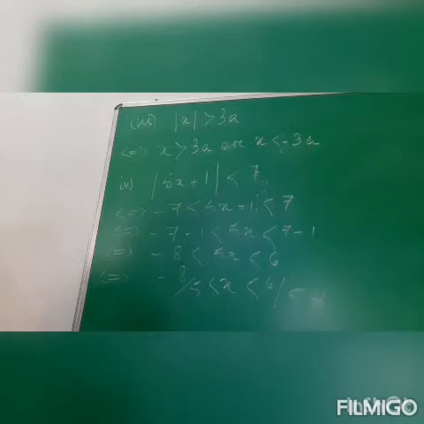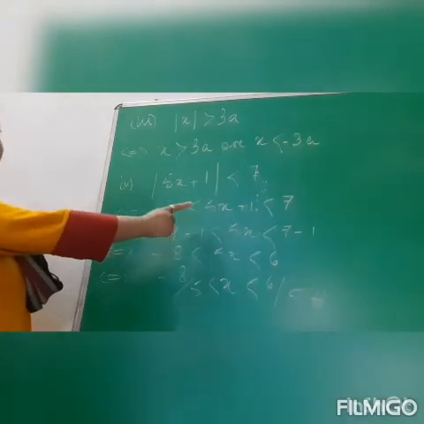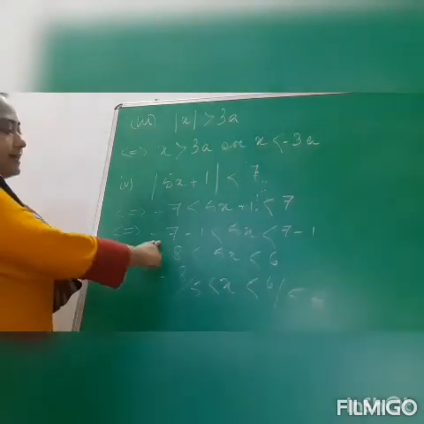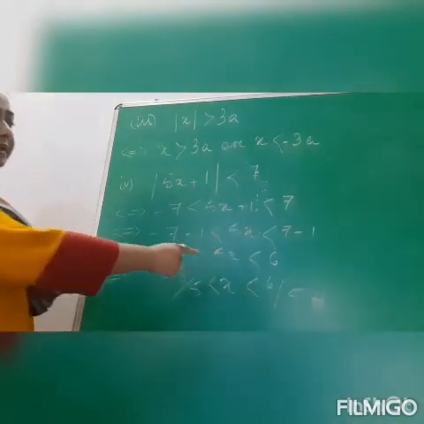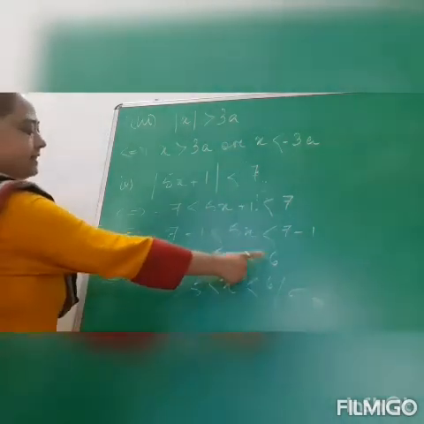Number 4, mod of 5x plus 1 is less than 7. So if and only if minus 7 is less than 5x plus 1 is less than 7. So here also we need x, not 5x plus 1. So minus 7 minus 1 is less than 5x is less than 7 minus 1. So here we get minus 8 and here we get 6.